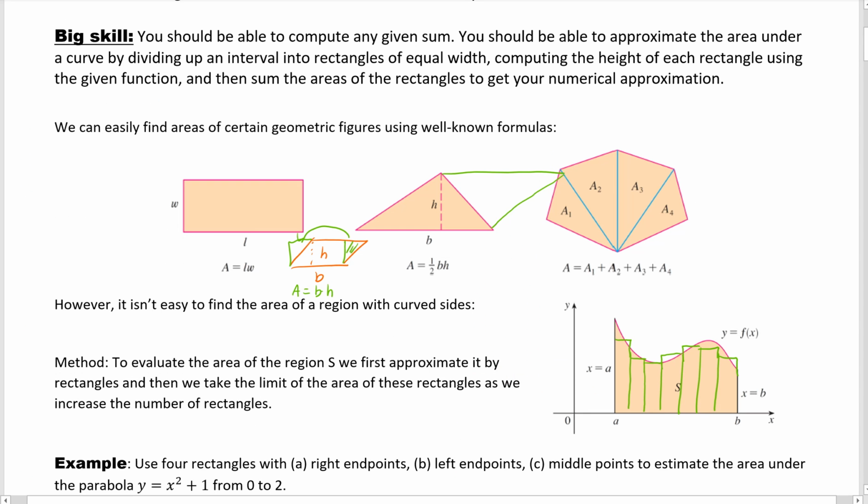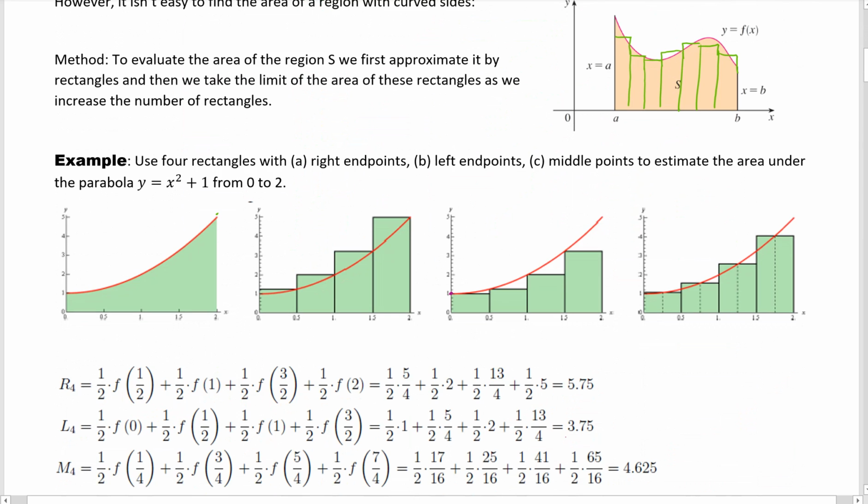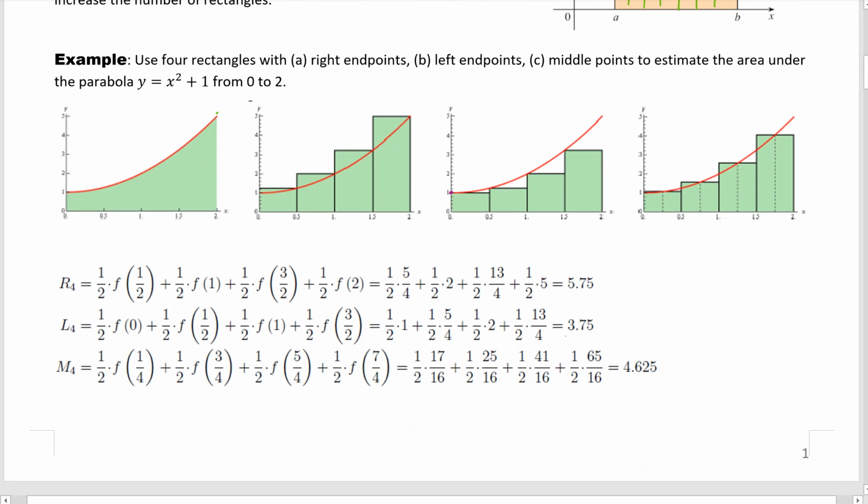Let's continue. All right, so let's look at an example. Use 4 rectangles with part A, right endpoint, part B, left endpoint, part C, midpoint, to estimate the area under the parabola x squared plus 1 from 0 to 2. First of all, we need to know how to graph this function.